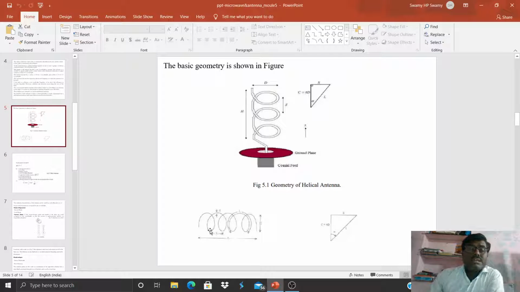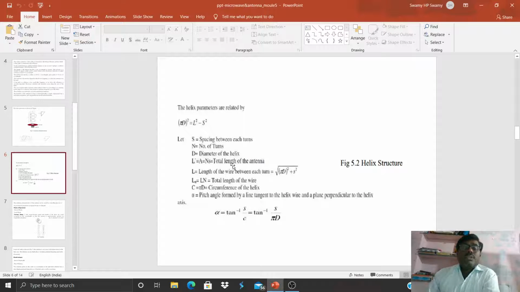This is another form of the antenna, where this is D, and between these two coils is S. The total length of the antenna is called the height. The thickness of the wire used to make the helix is called C. The axial mode helix antenna has the following parameters, called helix parameters.